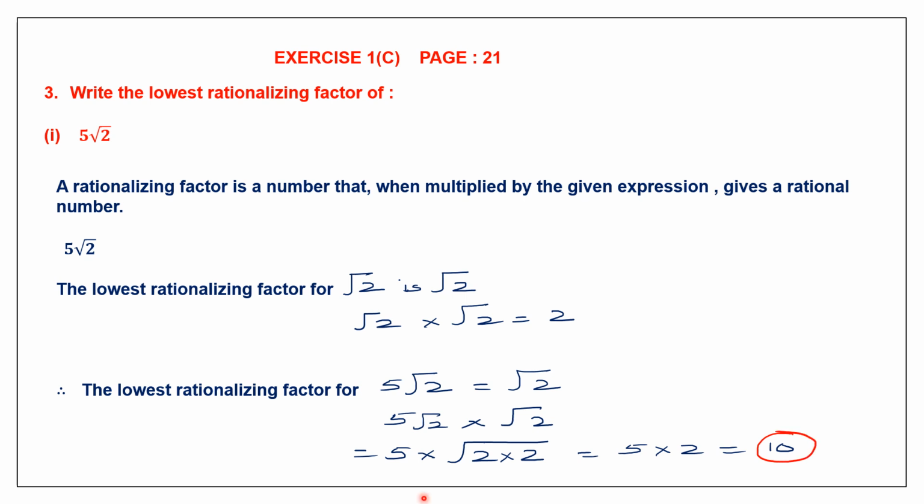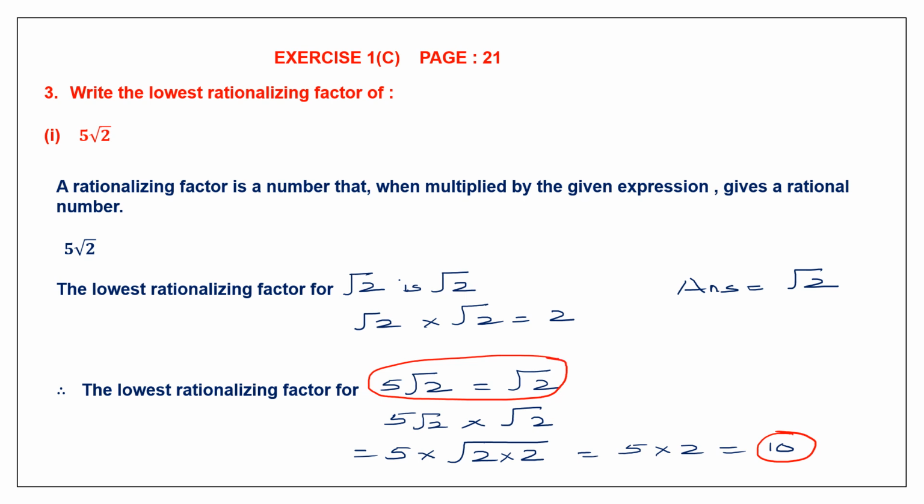How did we get the rational number? When we multiplied 5 root 2 by root 2. So root 2 is the lowest rationalizing factor of 5 root 2. Now remember, like I said in the example, there are many rationalizing factors for 5 root 2, but the question says get the lowest, and this is the lowest. So this is our answer. Our answer is the rationalizing factor of 5 root 2 is root 2. And we have the answer here.